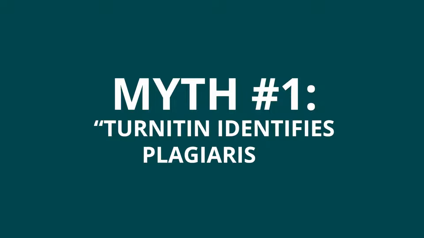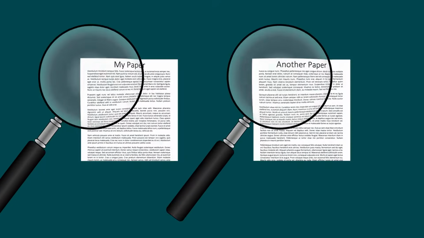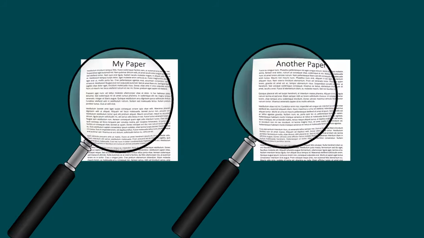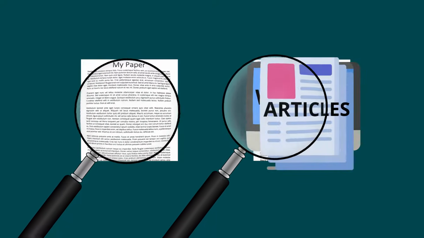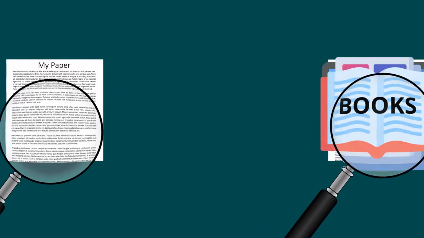Myth number 1. Turnitin identifies plagiarism. Many people refer to Turnitin as a plagiarism checker, but that's not what the tool does. Turnitin is a similarity analysis tool that matches text in a student submission to Turnitin's database. That includes websites, articles, books, and student submissions at UMGC and other universities.